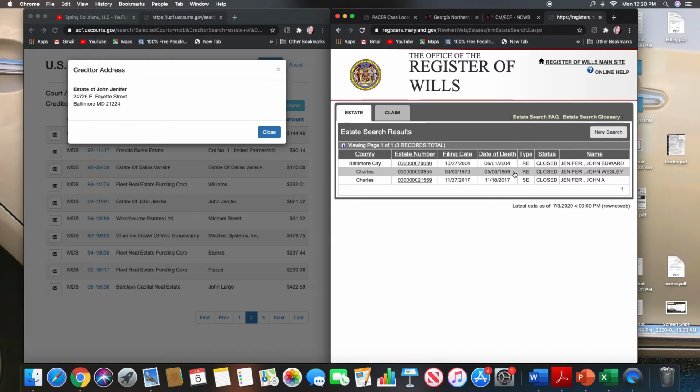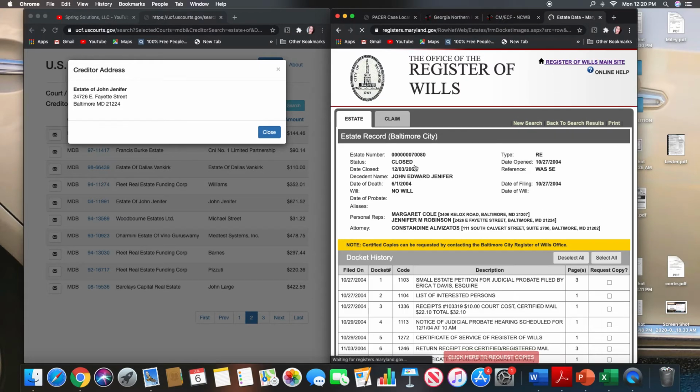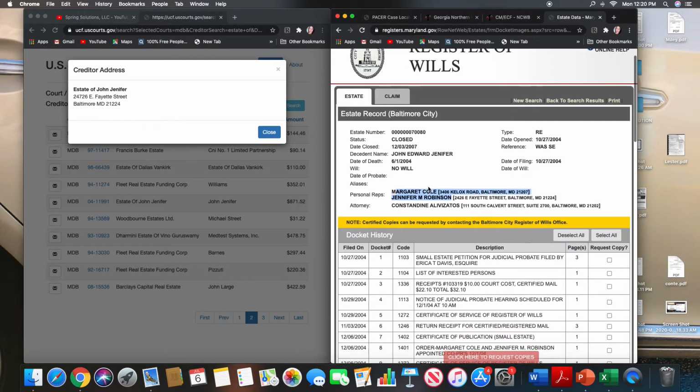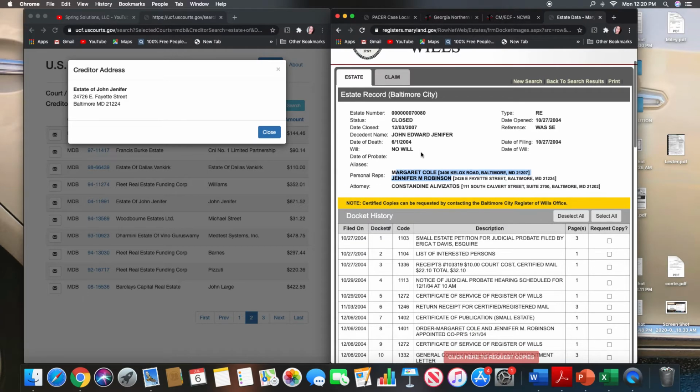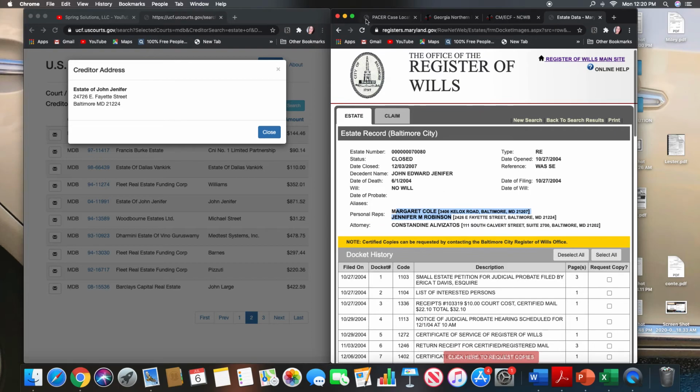John Jennifer. That looks like this is the name, but I do not have a middle initial. And this looks like it's from 2004, so I'm assuming it's the first one. Baltimore City, yeah. So this says no will. Margaret Cole and Jennifer Robinson are the personal representatives. So you have two people that you can call and see if they would be willing to work with you on retrieving these funds back. Right, so this is how you read this particular docket.